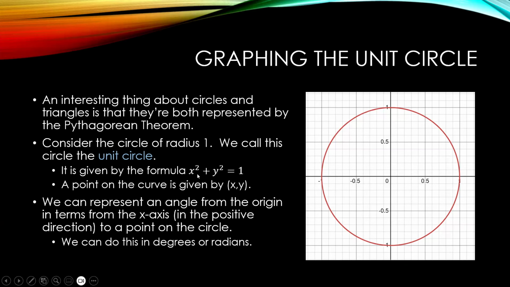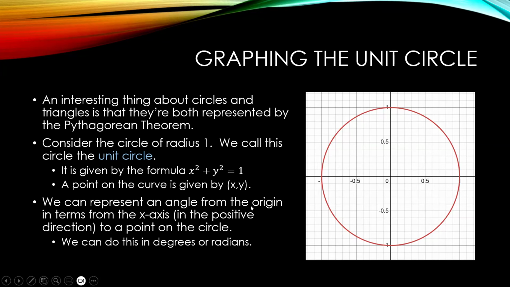The formula for it is x squared plus y squared equals 1. Note that this is just the Pythagorean theorem: a squared plus b squared equals c squared. Well, now instead of trying to figure out what this c squared term is, we're going to be setting c to be equal to 1, and that gives us the radius of a circle. So a point on this curve is given by x comma y.